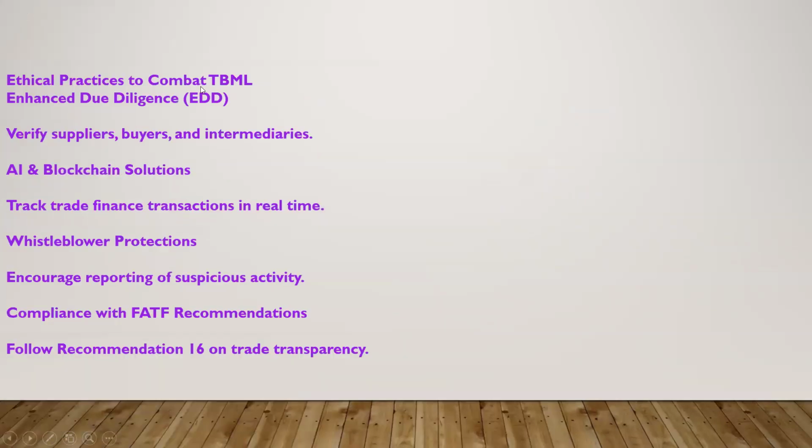So, ethical practices to combat TBML. First is enhanced due diligence. What we have to do is enhanced due diligence. We have to verify the suppliers, buyers, and intermediaries. AI and blockchain solutions to track trade finance transactions in real time. Whistleblower protection, encouraging reporting of suspicious activity. So if somebody is doing any suspicious activity, then we have to report to the concerned agencies. Compliance with FATF recommendations, follow Recommendation 16 on trade transparency. So these are the things to be used for combating trade-based money laundering.